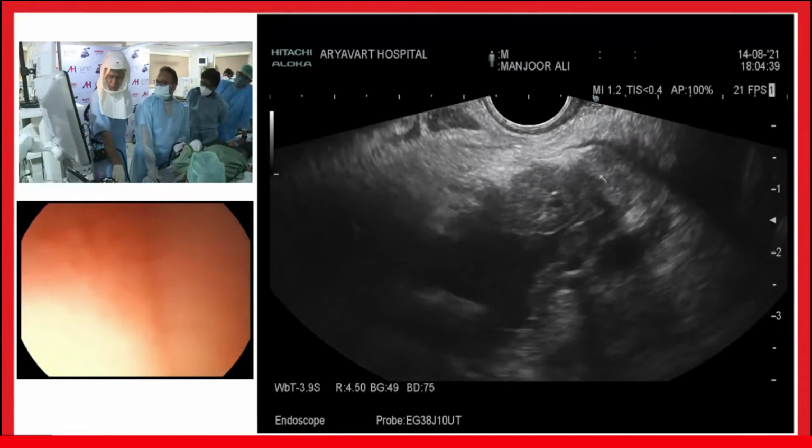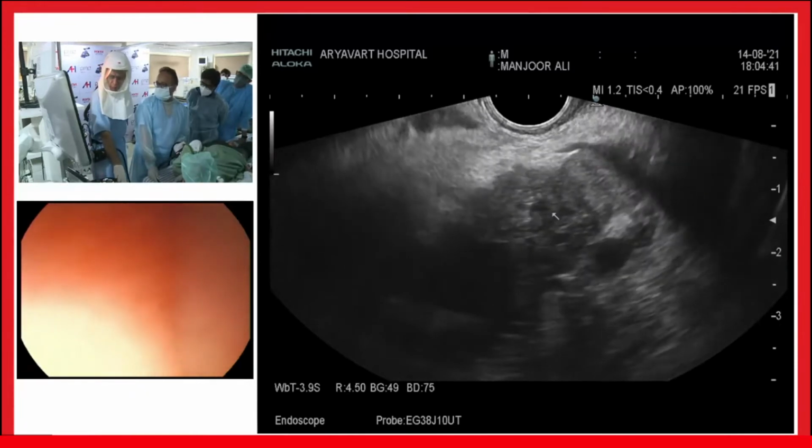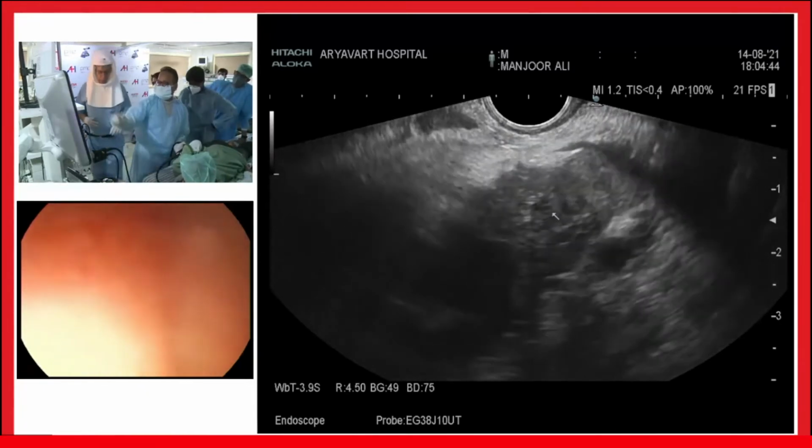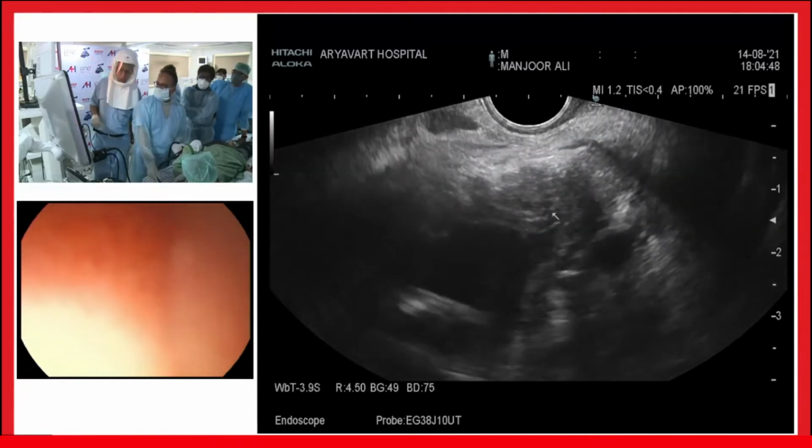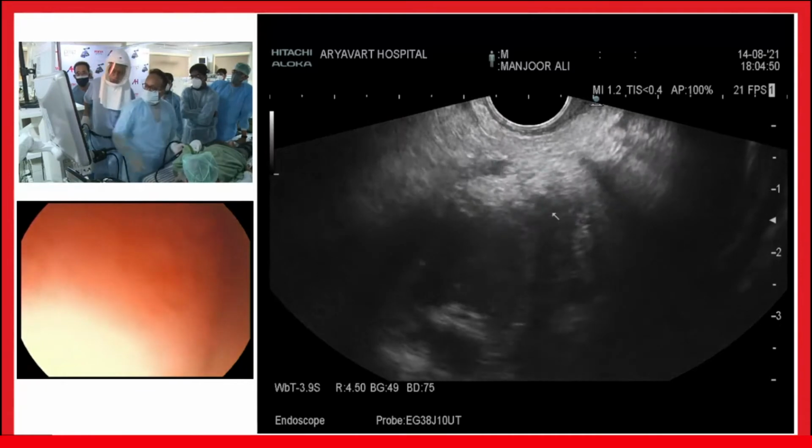Do you want to do FNAC from here or the most prominent part? Where there is abrupt transition. But we can see the shouldering. I think it should be malignancy. This is the shouldering.